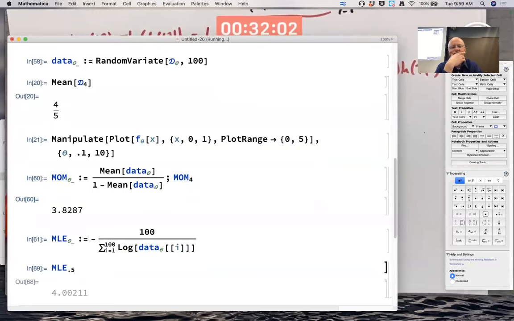Not sure of the reason. The logs, yeah, I think sometimes your data is going to be pretty small numbers when theta is close to 0. And then when you take the log of those, you end up with big negative numbers. That might be part of the reason. I thought it wasn't this slow though.